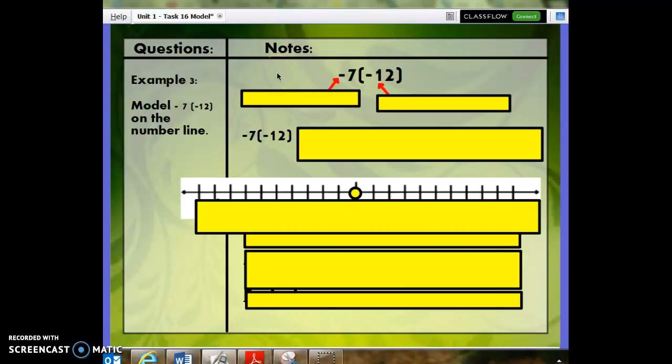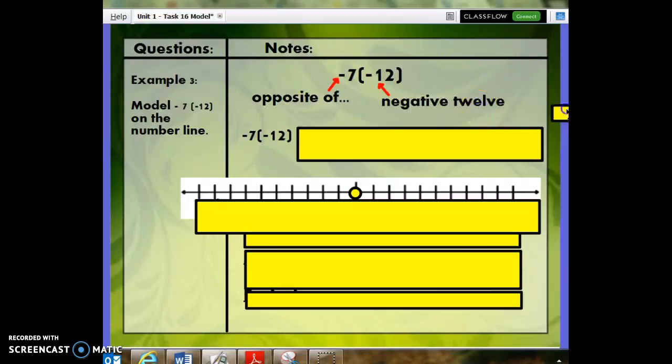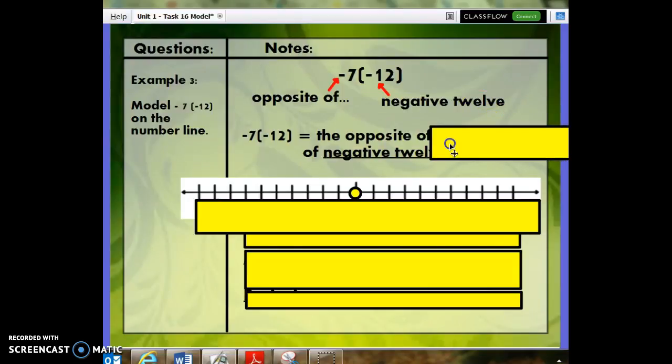Here's another example where we're multiplying 2 negative numbers. Remember, the negative in front we consider as the opposite. So we're saying the opposite of 7 groups of negative 12. So we have 7 groups, and in each group is 12 negatives. So it's the opposite of 7 groups of negative 12.